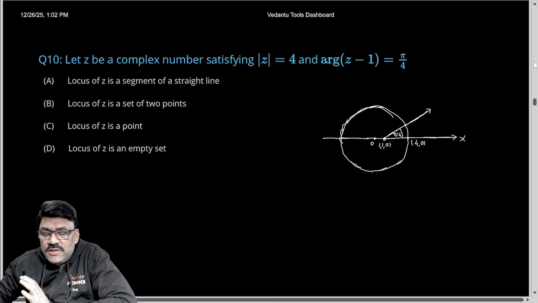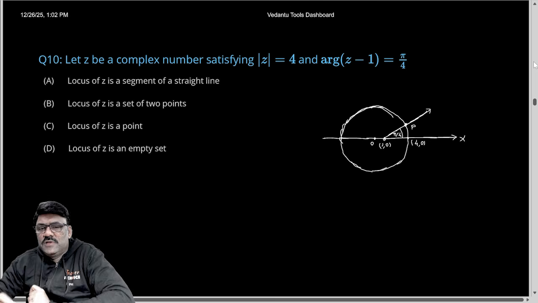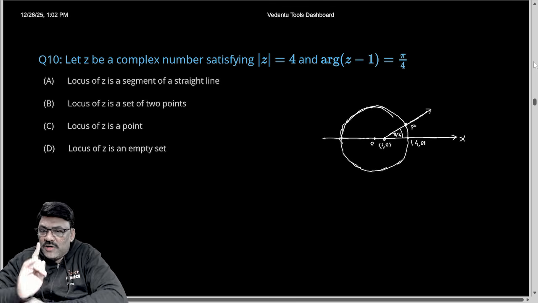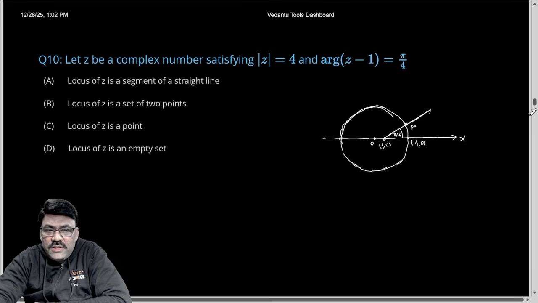So you can clearly see that there is only one point which satisfies both. This point, let me call this point P. So P is the only point which is lying on both. It is lying on the circle as well as on this ray. So hence the point which satisfies both the equations will be the point P, only one point. So hence locus of Z is a point, option C.